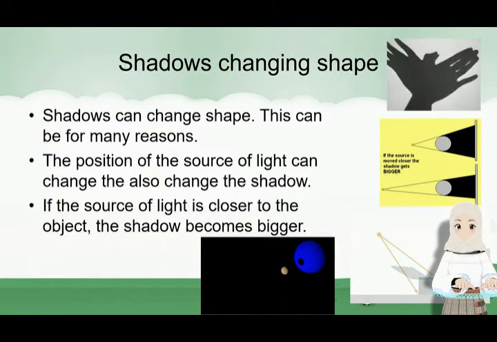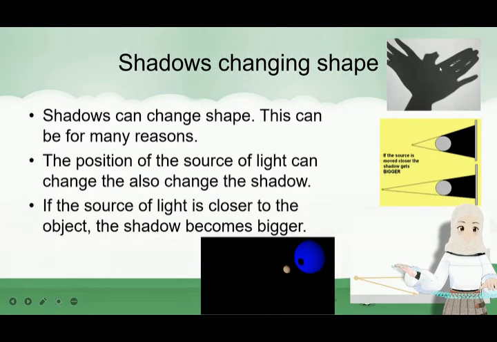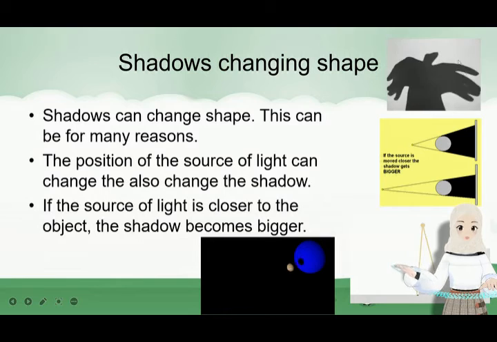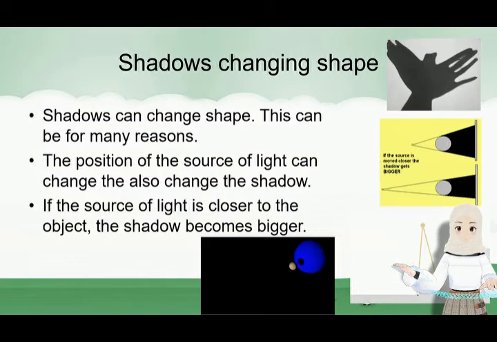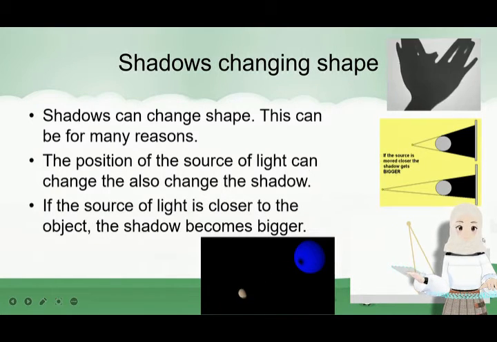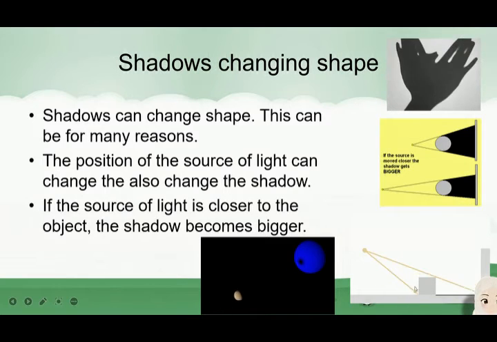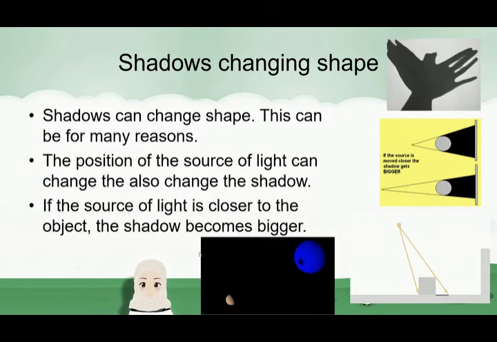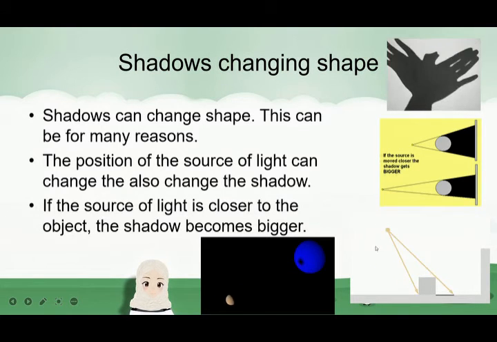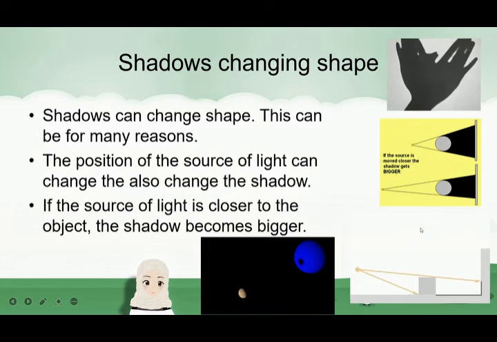So, shadows can change shape. This can be for many reasons. So for example, you can change the shape of your hands to change the shape of a hand shadow, or you can change the position of the source of light. So for example, this over here, if you have the source of light over there, you can see the shadow getting smaller and smaller as the source of light moves from the side to upwards.